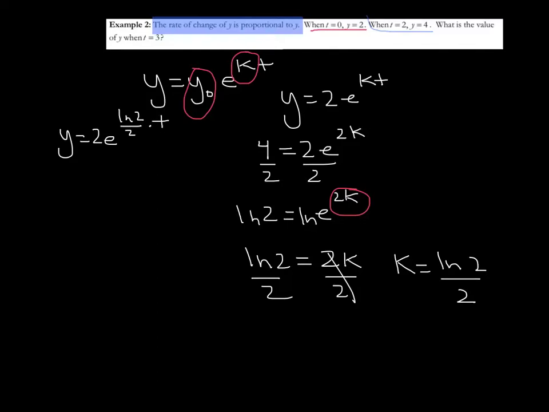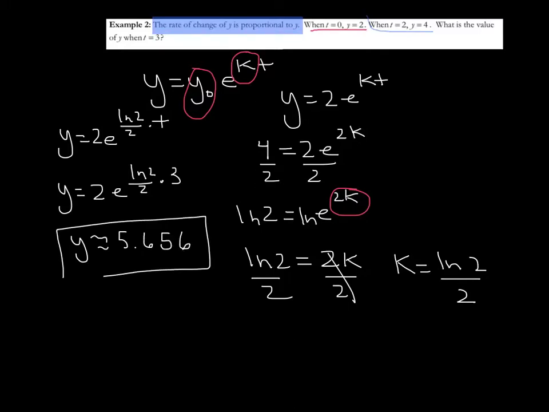All right, and then it says, what is the value of y when t is 3? Well, at this point, we just need to plug in 3 for t. So you're going to have y is equal to 2e to the natural log of 2 over 2 times 3. And at this point, you can plug this into your calculator, and you're going to get a value of approximately 5.656. And that is the answer to this problem.